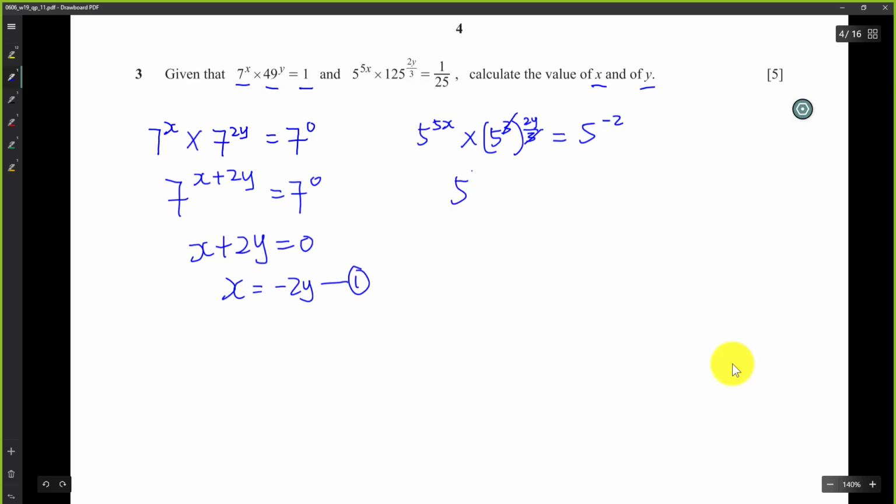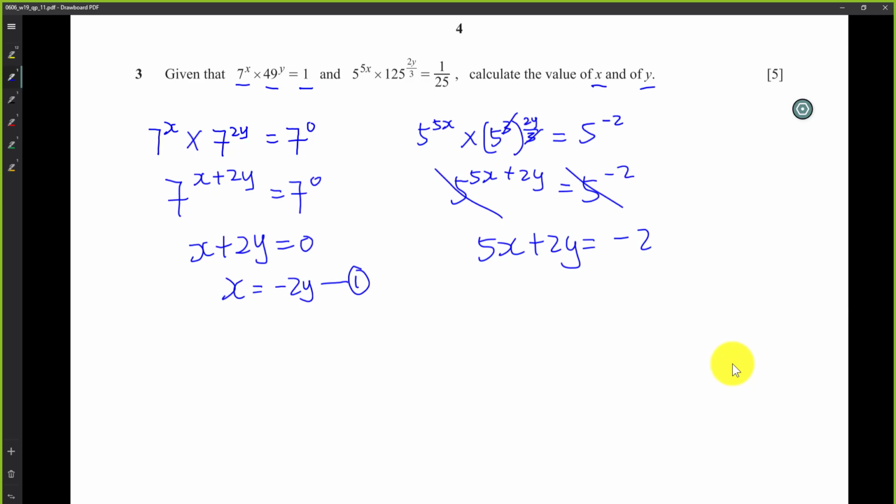Multiply means plus, right? So 5 power of x plus 2y equals to 5 power of negative 2. Then I have another equation, which is x plus 2y equals to negative 2. When you have the same base, you can just cancel out, take the power equal to each other. So yeah, I know my x equals to negative 2y, right?